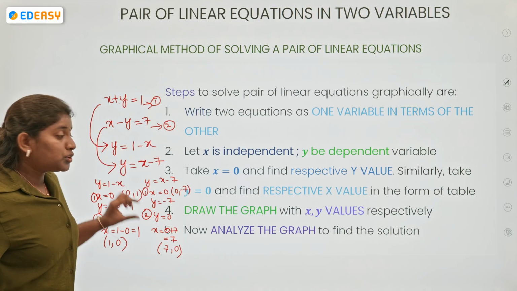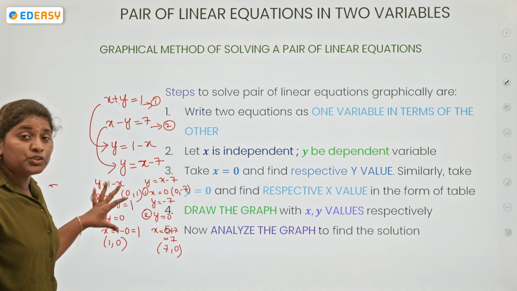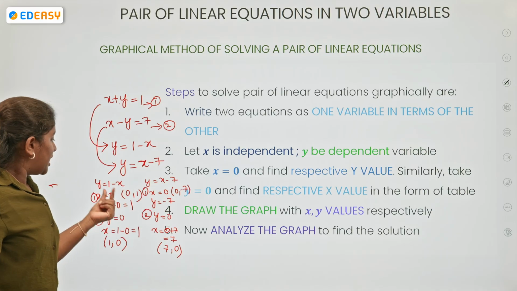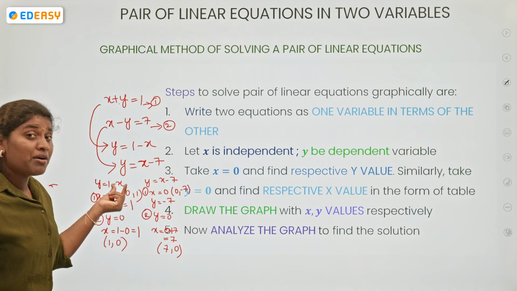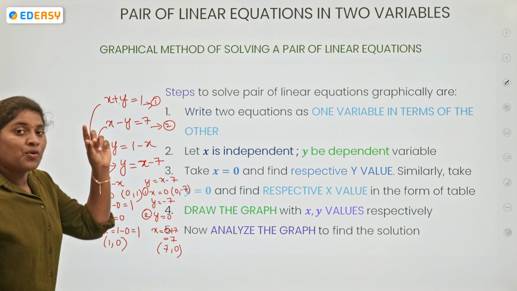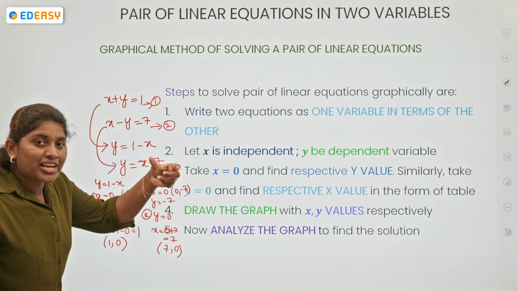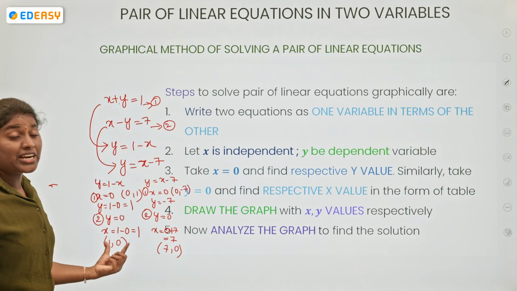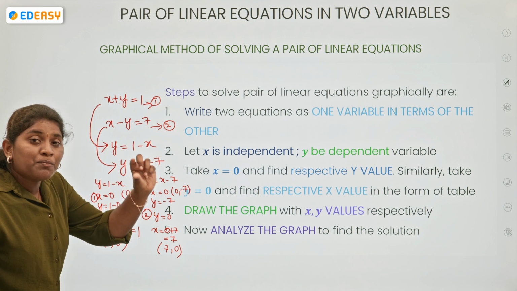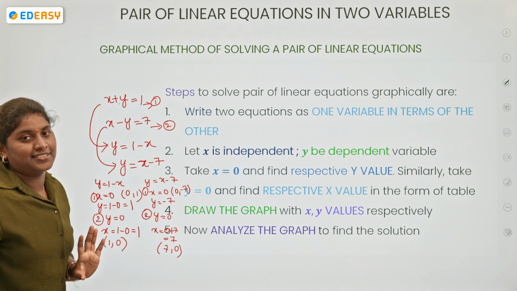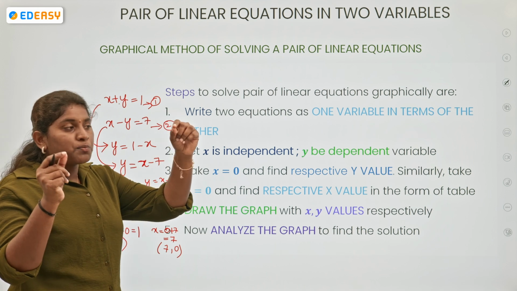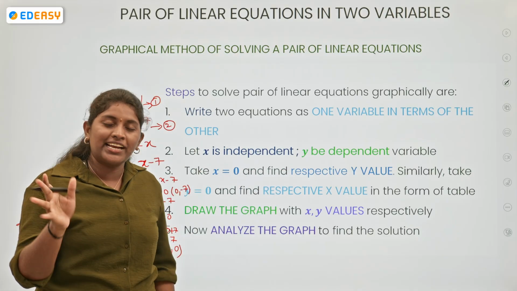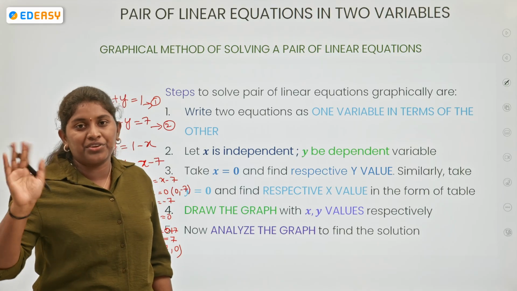Now we got the 2 points for equation 1 and 2 points for equation 2. What is the first point? 0 comma 1 will tell you where the line will intersect your y-axis. And the second point is 1 comma 0. 1 comma 0 will tell you where the line will intersect your x-axis. After finding those points, just draw a line connecting them and extend it, so you will get the straight line for your equation 1.